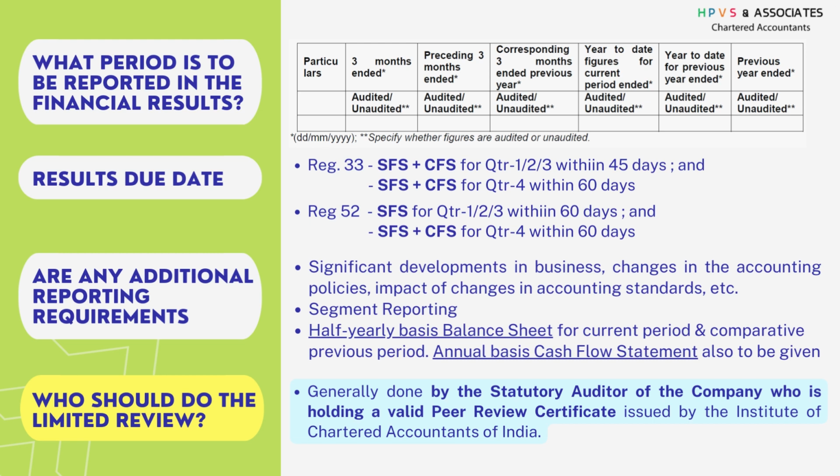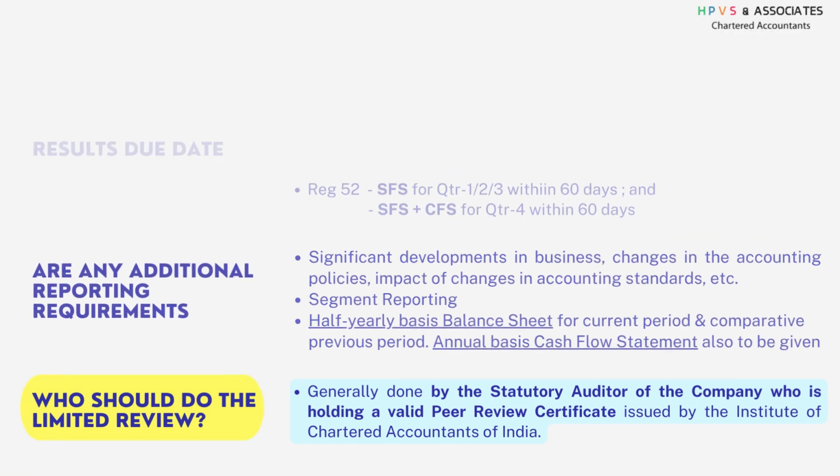The notes to interim financial results should also report significant developments in business, changes in the accounting policies, impact of changes in accounting standards, etc. Also segment reporting and, on a half-yearly basis, the balance sheet for current period and comparative previous period. Generally, limited review is done by the statutory auditors of the company.